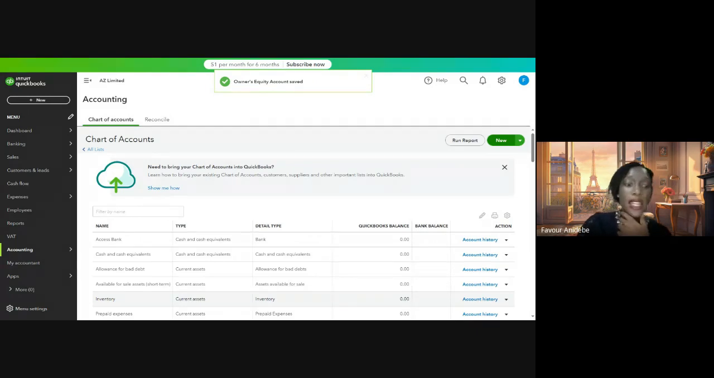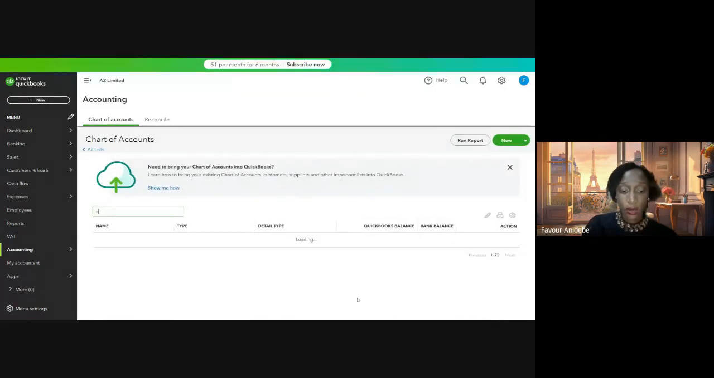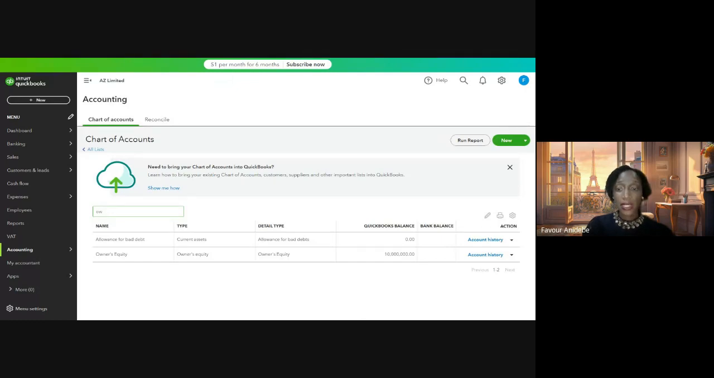So now let's go and check for it. Or we can just search. Let's search owners. You can see our owner's equity. Look at the account we just created. In owner's equity, we have 10 million naira there.